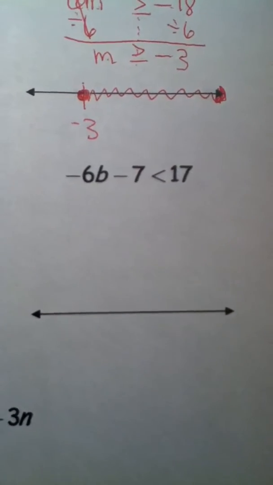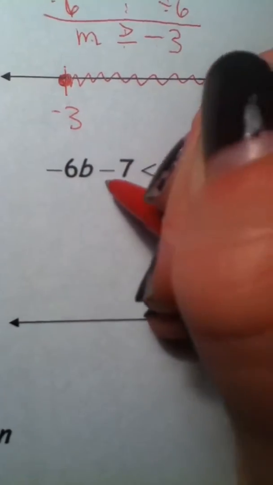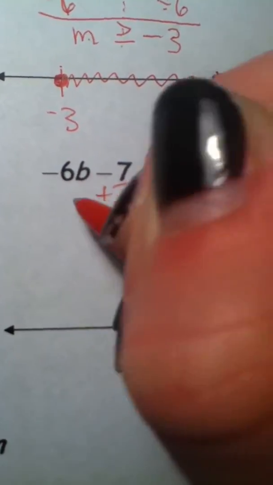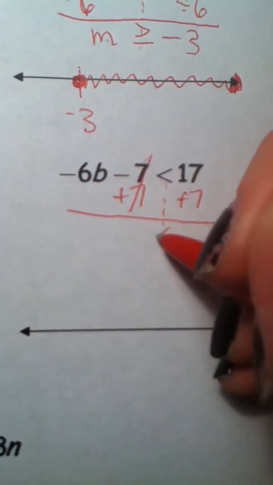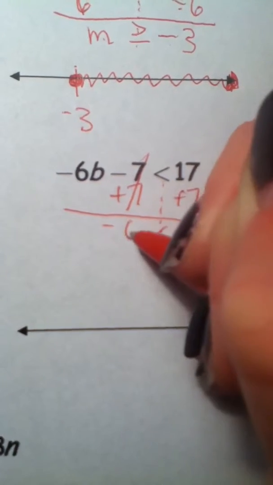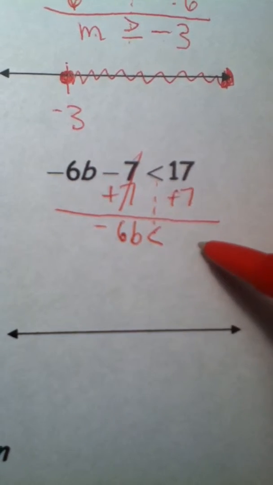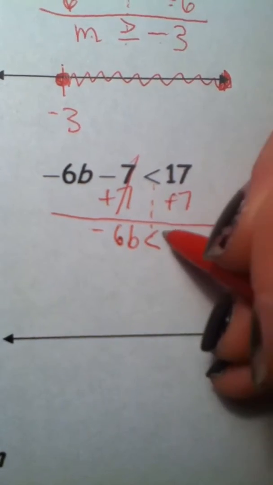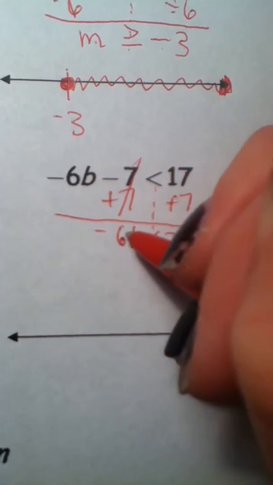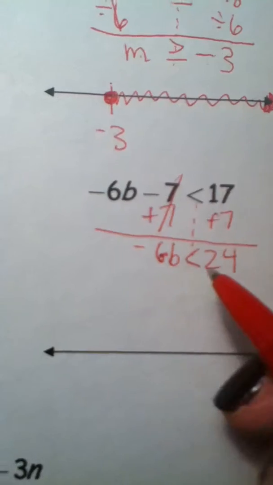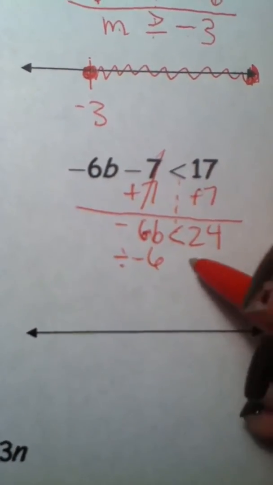Next one, moving over. Decide what we need to do first. We're going to need to add 7 to both sides. Carry down our sign. We're left with a negative 6b. 17 plus 7 is a 24. Now we've got negative 6 times b. I want to get rid of this negative 6 times b, so I'm going to divide by negative 6.